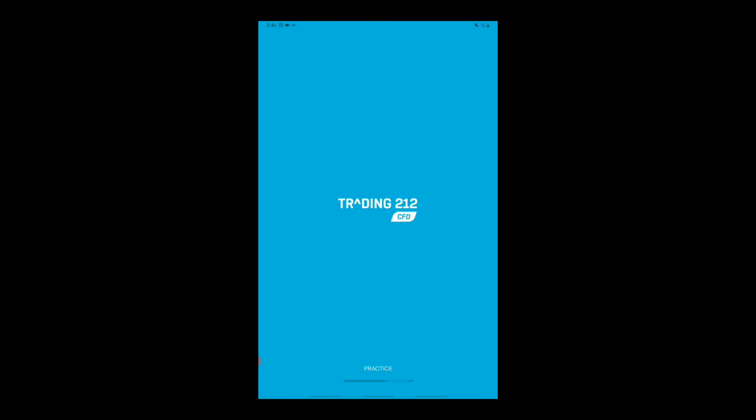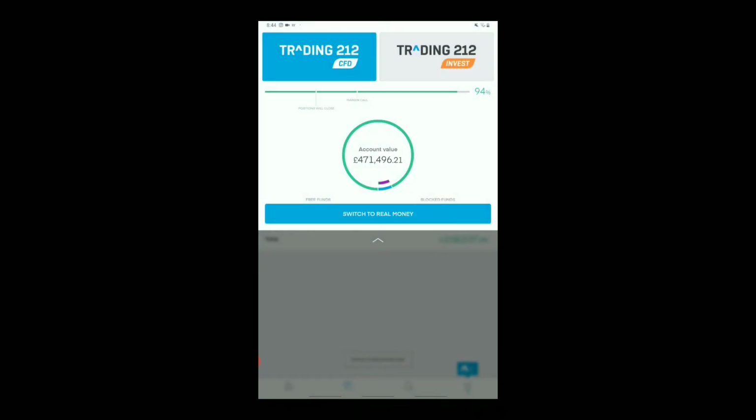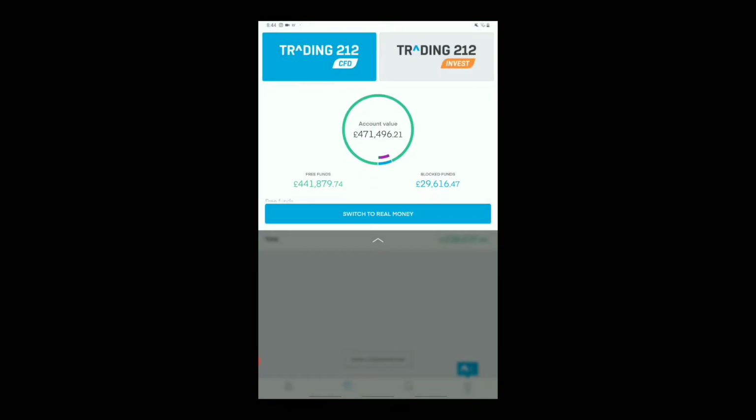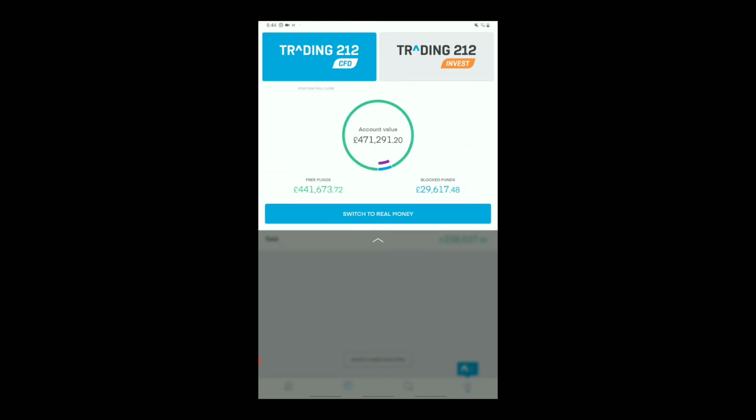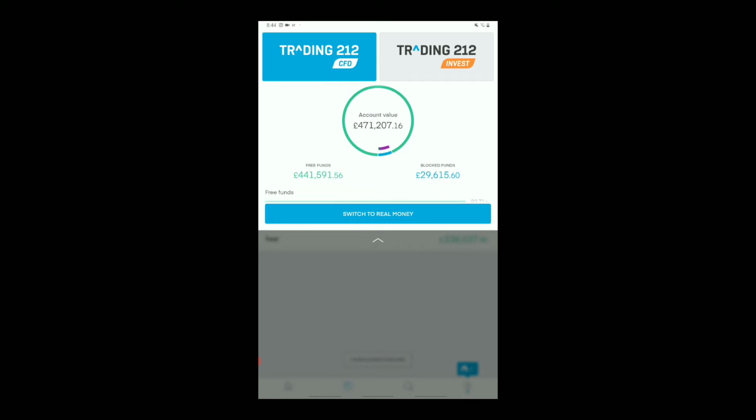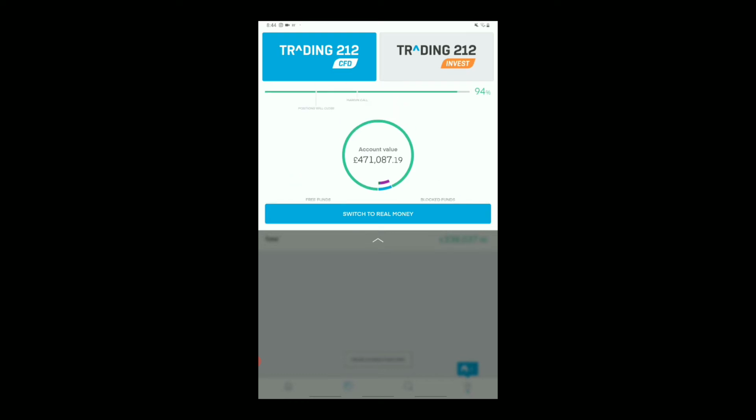Now we're going to move on to CFD. So straight away we can see at the top some different things, but we can see similar things that we slightly do recognise. So we've got an account value right there, free funds, again funds that haven't yet been invested, and blocked funds, funds which are currently in an investment. I'm going to talk about this more in my CFD video tomorrow.